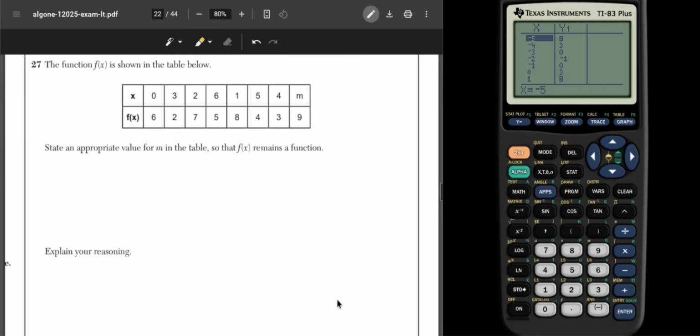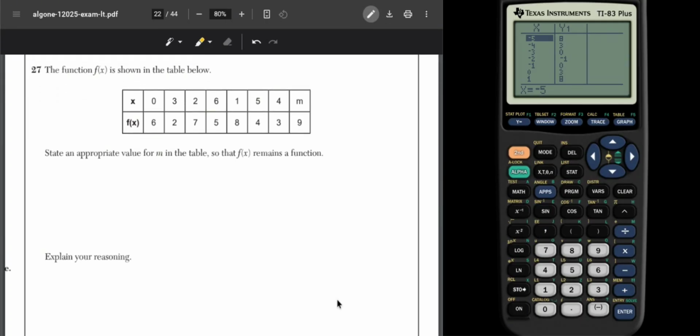Question 27 says, the function f of x is shown in the table below. State an appropriate value for m in the table so that f of x remains a function. So, a function is a relation in which no two ordered pairs or coordinates have the same x coordinate.